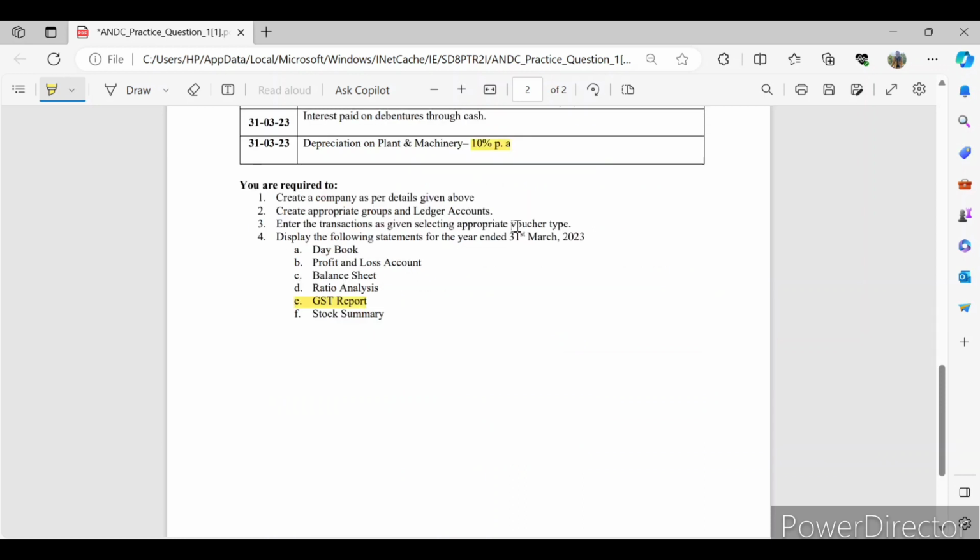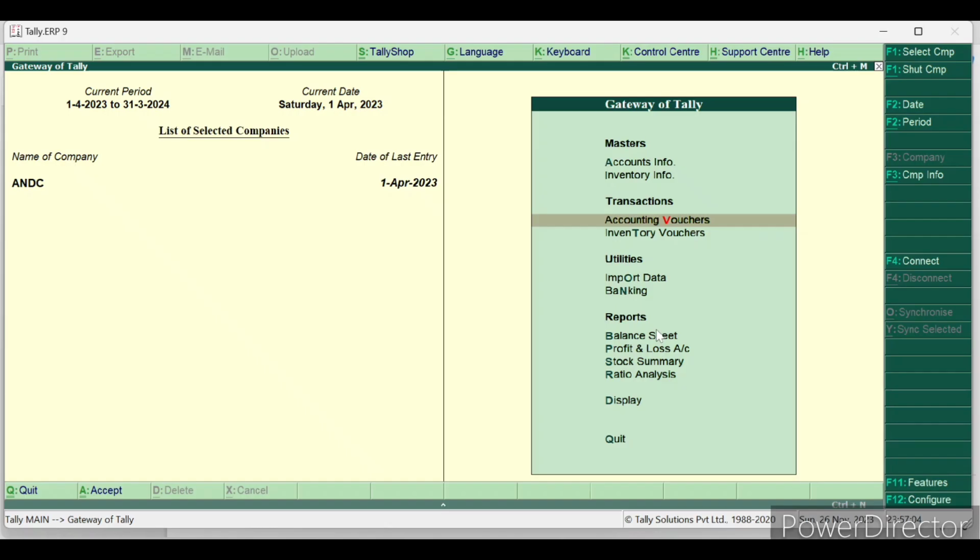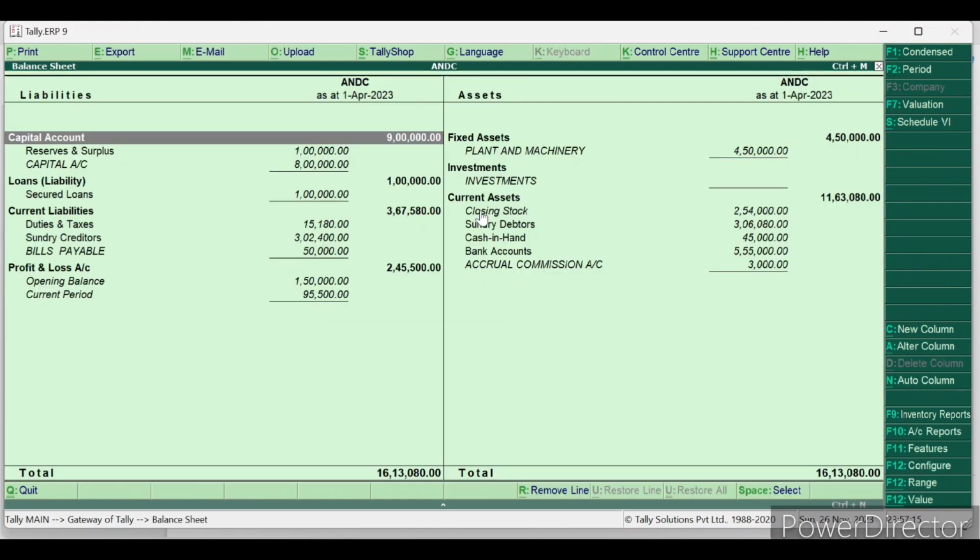Let's start with the balance sheet and P&L account. For balance sheet, press B. This will be our balance sheet. For detailed version, press Alt plus F1. There is no difference, as we can see. If there is any difference, it will not be shown in the total; it will be shown either on this side or on this side. Here the totals will always be equal.